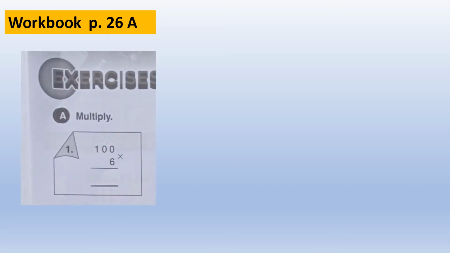Now let us do together the exercises in your workbook, page 26, exercise A. Number 1, 100 times 6. There is only one digit in the multiplicand which is not 0. So you can just multiply 1 and 6. You say 1 times 6 is 6. And then you add the two zeros. So you say 100 times 6 is equal to 600.